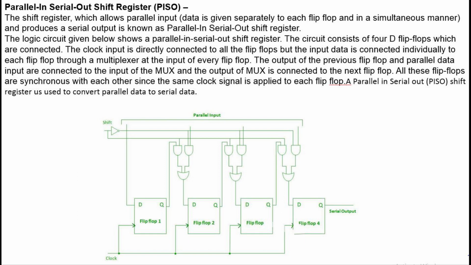a multiplexer. At the input of every flip-flop, the output of the previous flip-flop and the parallel data input are connected to the input of the MUX, and the output of the MUX is connected to the next flip-flop. All these flip-flops are synchronous with each other since the same clock signal is applied to each flip-flop. A parallel in, serial out shift register is used to convert parallel data into serial data.